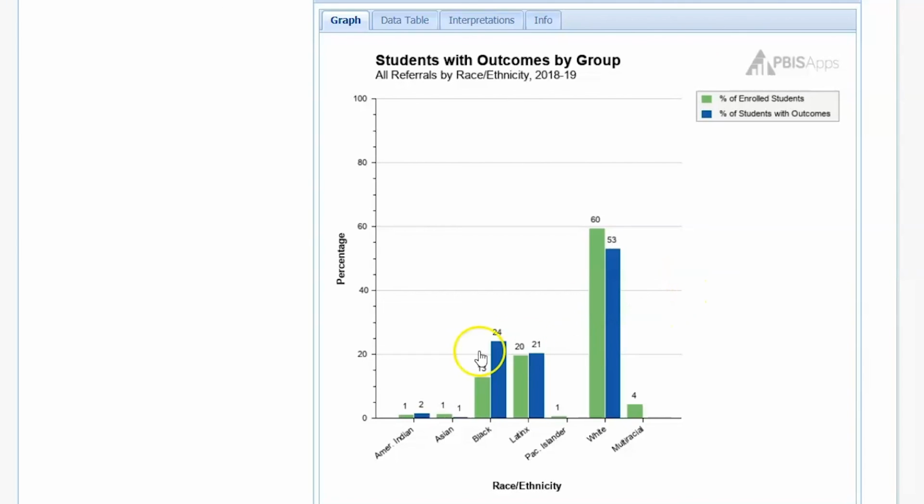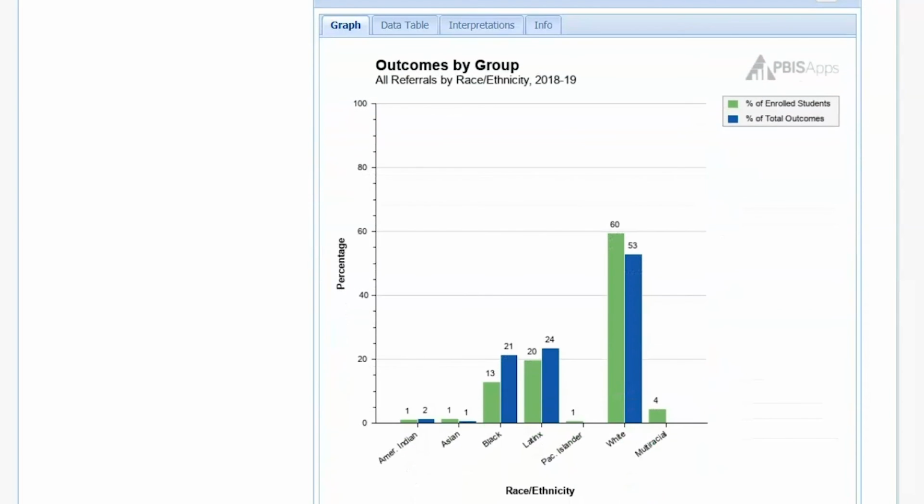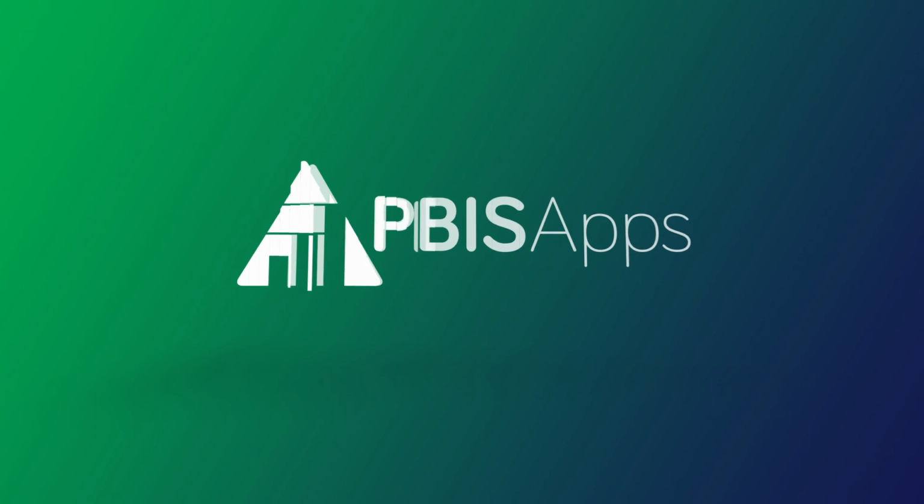This significant overrepresentation is a red flag and something that our team should look at more closely. The next step in that process will be to identify each group's portion of all the referrals written at the school. We can find that in Equity Report Graph number 5, Outcomes by Group.